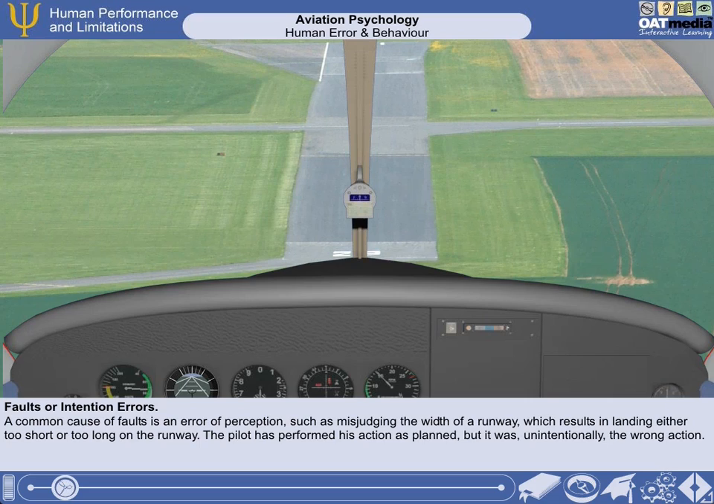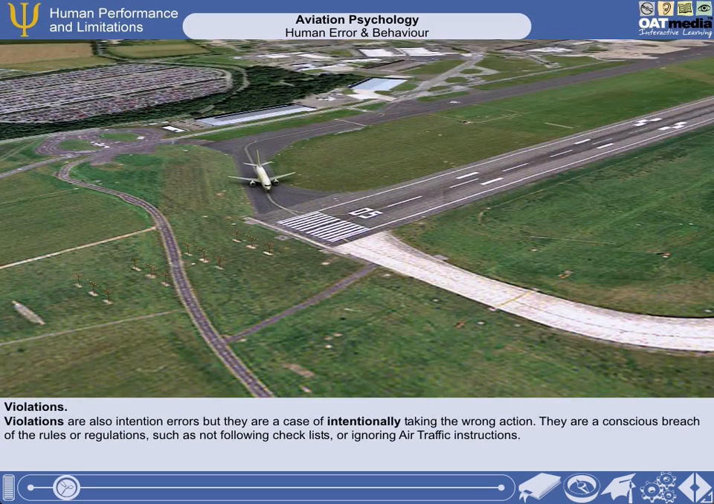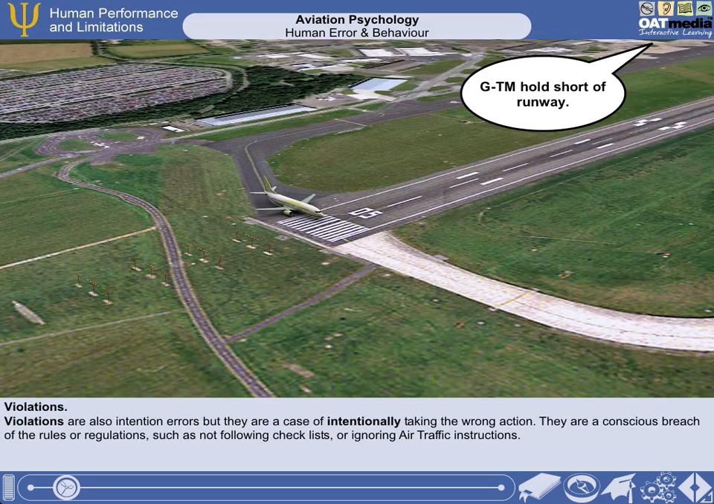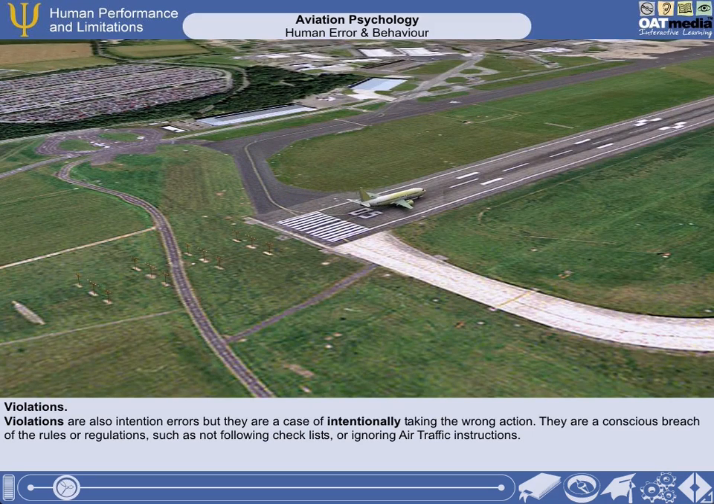The pilot has performed his action as planned, but it was unintentionally the wrong action. Violations are also intention errors, but they are a case of intentionally taking the wrong action. They are a conscious breach of the rules or regulations, such as not following checklists or ignoring air traffic instructions.